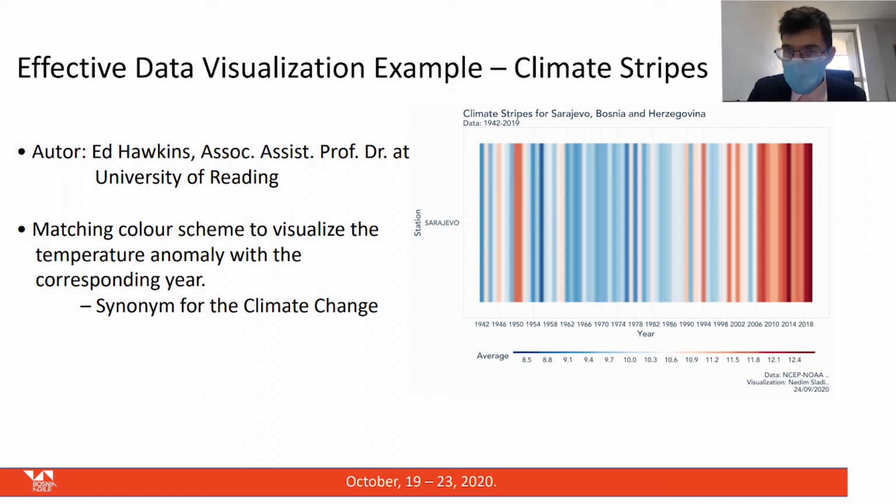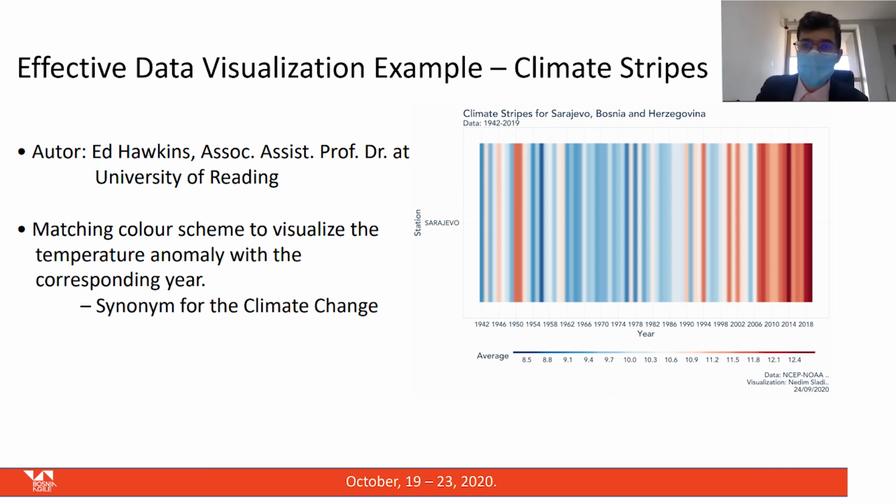parts where we begin and end with our color bar. For example, 10.5 is around a neutral color. It's kind of a beige color. So we're matching the color scheme to visualize the temperature anomaly with the corresponding year. So that was the idea.